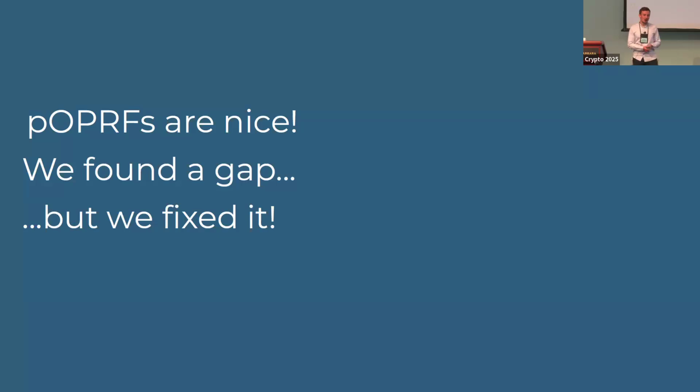So what you will learn from this talk is that partially oblivious pseudorandom functions are really nice primitives. And we found a gap in a previous proof, but we also fixed it. So let's start.